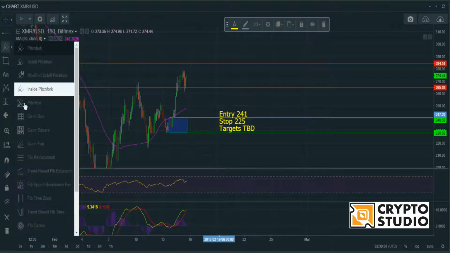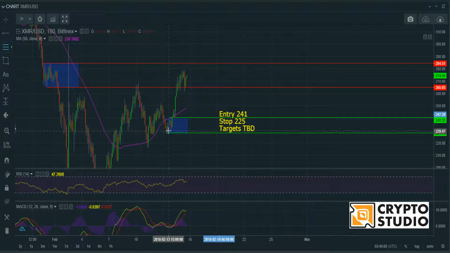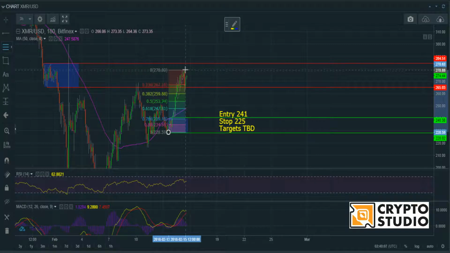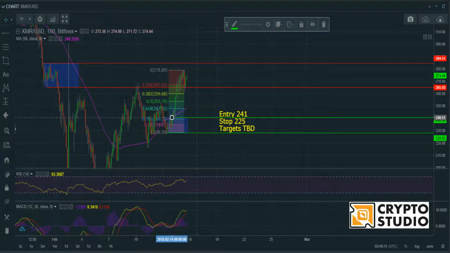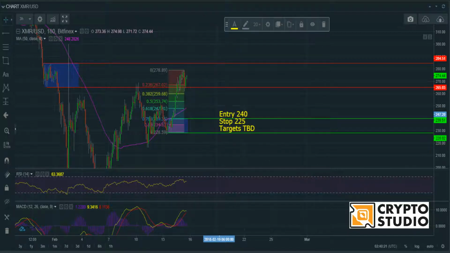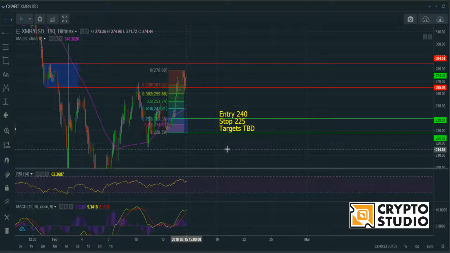Let me throw in the Fibs in there too. Just want to make sure that the 78 lies exactly at the 241 entry. No, it's actually going to be a little bit lower. So it's going to be a little bit less risk than I was thinking. Okay, so let me change things a little bit. So entry is going to be 240 instead of 241. Okay, so that's going to be the entry on Monero for the 3-hour chart for a swing trade.